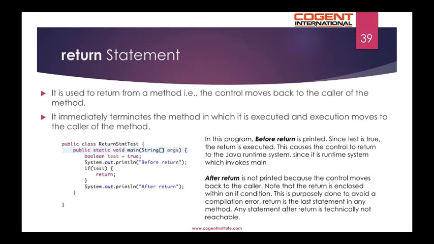Return statement. It is used to return from a method, that is, the control moves back to the caller of the method. It immediately terminates the method in which it is executed and execution moves to the caller of the method. In this program, before return is printed, since the test is true, the return is executed. This causes the control to return to the Java runtime system, since it is the runtime system which invokes main. After return is not printed because the control moves back to the caller.